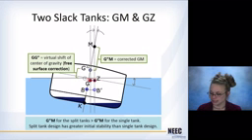Just to summarize this then: for the split tanks, the corrected GM is larger than the corrected GM for the single tank. So in general, this split tank design is going to have greater initial stability than the single tank design.